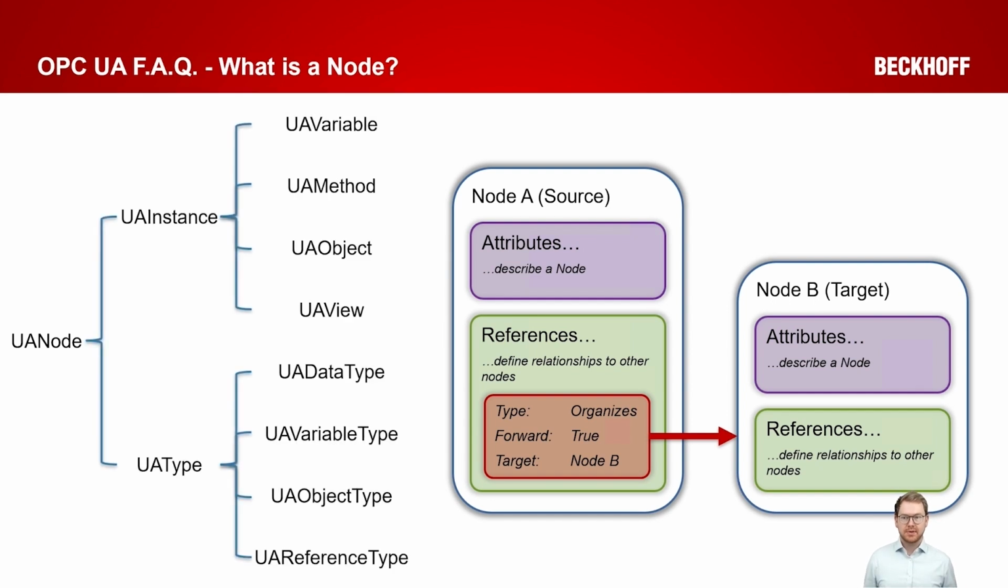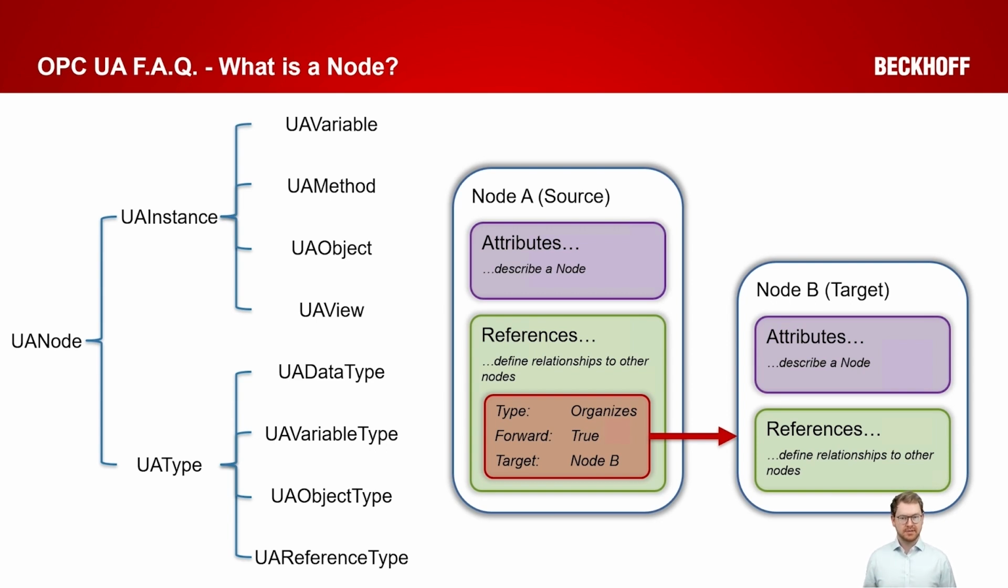There's different kinds of nodes. You have instances and types, and they are even split up more into those 8 node classes. First, you have the UA variable, which holds data values or states at runtime. Then you have the UA method, which represents executable functions or processes. Then you have the UA object, which represents entities or systems. And the last instance is the UA view. It provides a filtered perspective of the address space of the server you're looking at, for example.